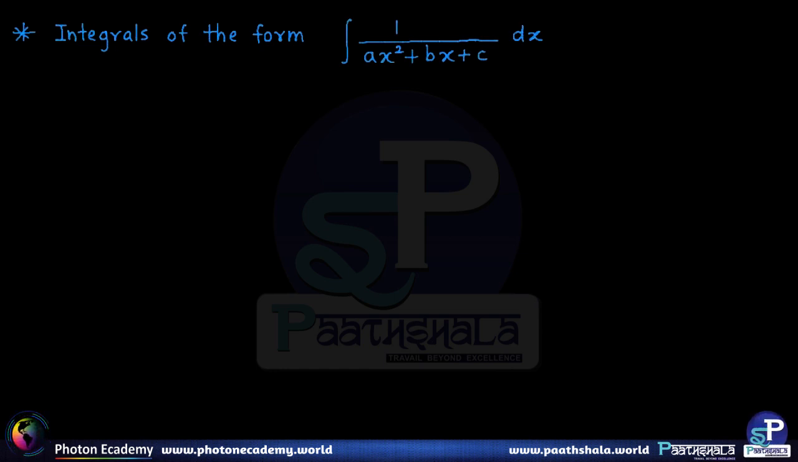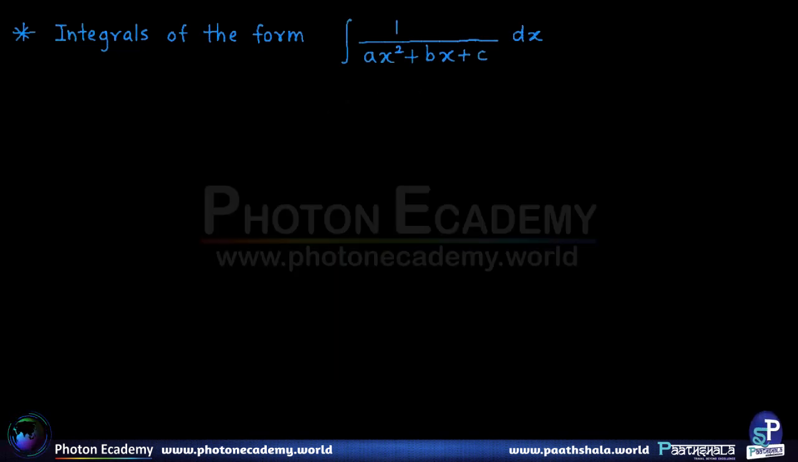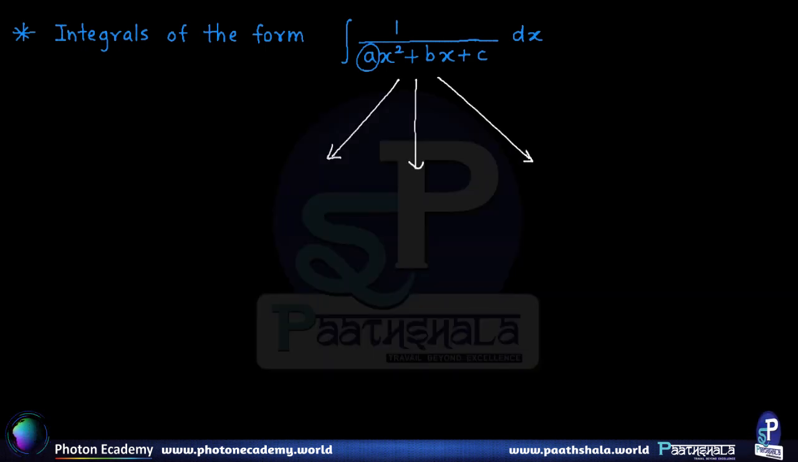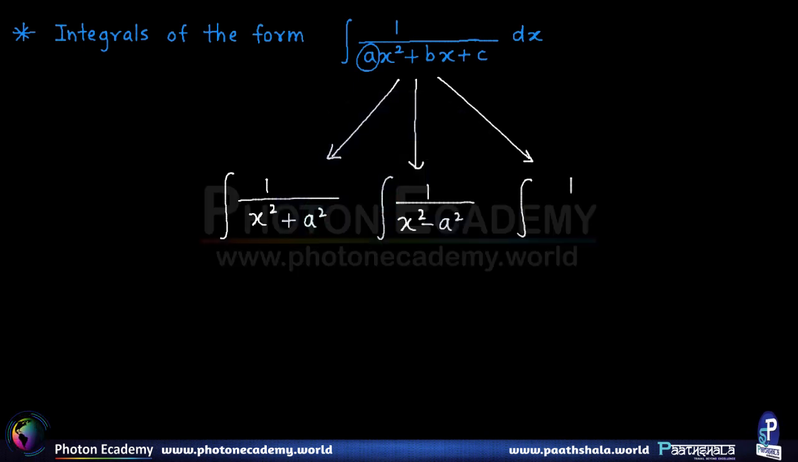Now to complete this, what we do is we complete the square in the denominator. So first of all we have to take a common outside the denominator, and then in the remaining expression we have to complete the square, so that the integral can be reduced to any one of the previously known forms, that is something like 1 upon x square plus a square, or 1 upon x square minus a square, or 1 upon a square minus x square.